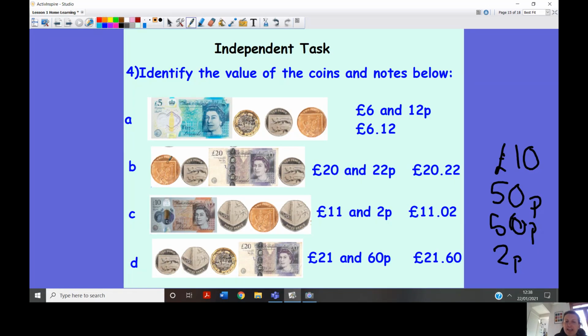And the final, and the others are fairly straightforward. We're just going to be adding our notes and our coins together. So if that's something you found super simple and you're thinking to yourselves, Mrs. Turley, I need more of a challenge. Well, I have a challenge for you.